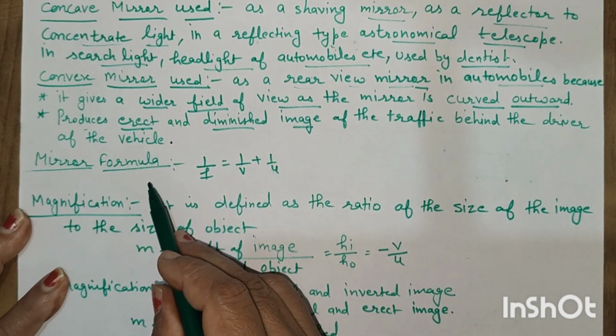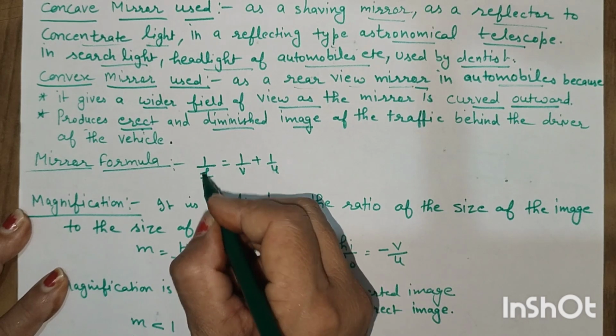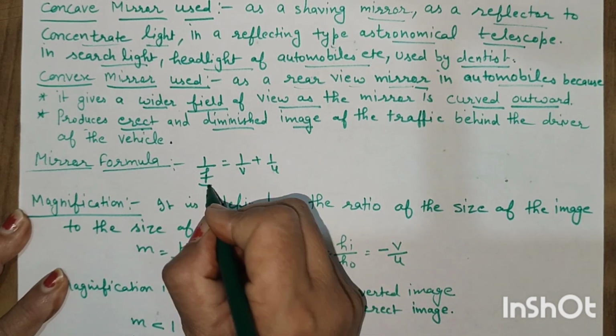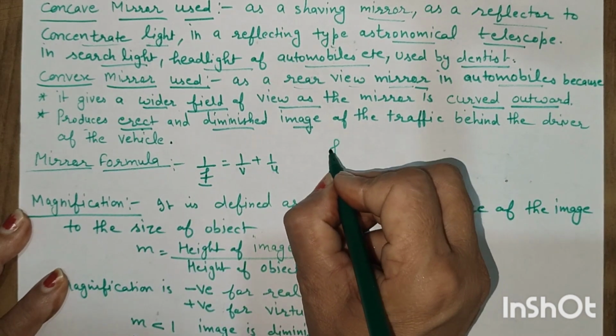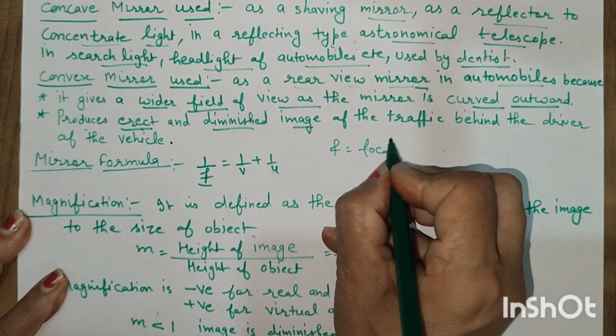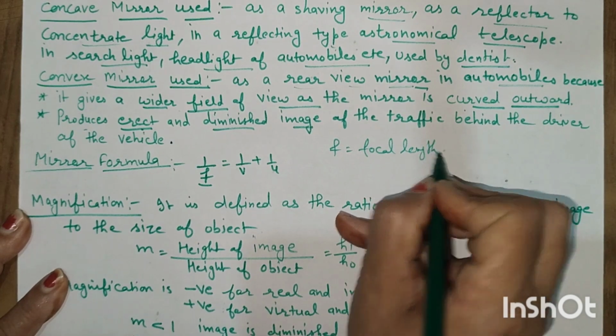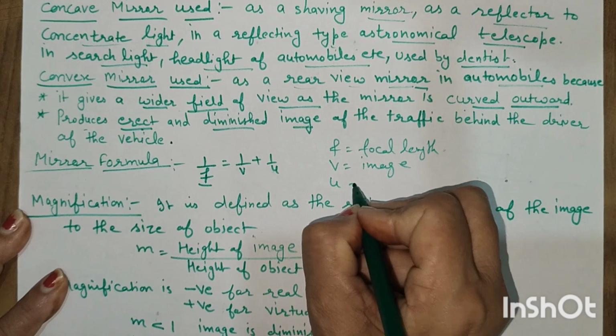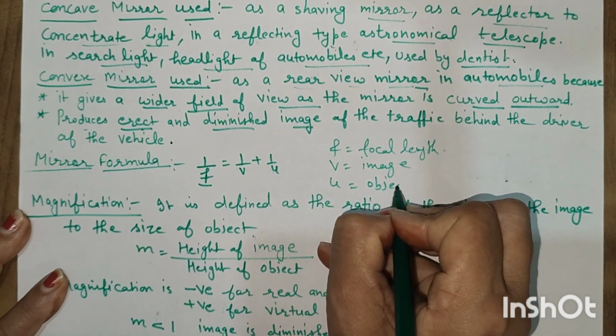Now the mirror formula. It is 1/f = 1/v + 1/u. f is the focal length. v is the image distance and u is the object distance.